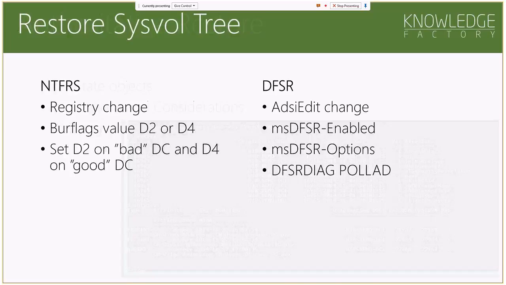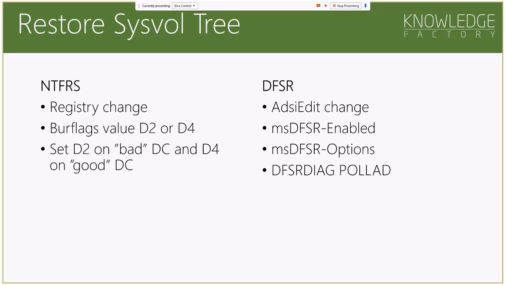So restore SYSVOL 3. I said that this is special and it affects both non-authoritative and authoritative restores. So we have two different things and two different ways of doing it. In NTFRS, there's a registry change that needs to be done. In DFSR, you use ADSI Edit. So how to rebuild the copy of SYSVOL?